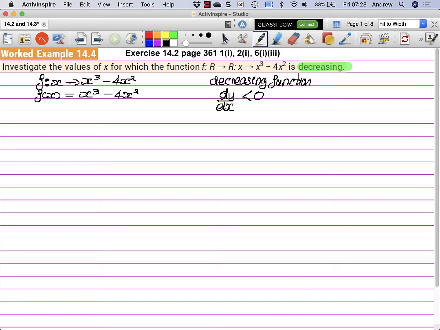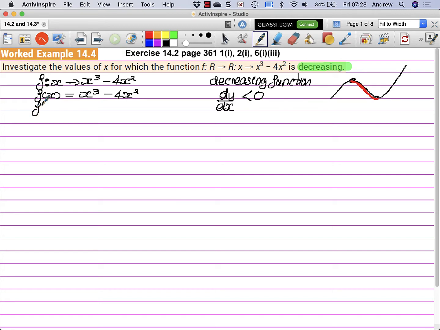Now, we know a cubic equation looks something like this. And we know when we look at this picture that it is decreasing in this section here. Having a sketch about what's going on helps, so we know it's decreasing between two values of x. Okay, now we know from the decreasing formula that we have to work out dy dx.